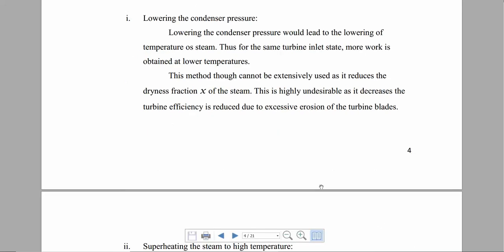This method, though, cannot be extensively used as it reduces the dryness fraction of the steam. This is highly undesirable as it decreases the turbine efficiency. It is reduced due to excessive erosion of the turbine blades.